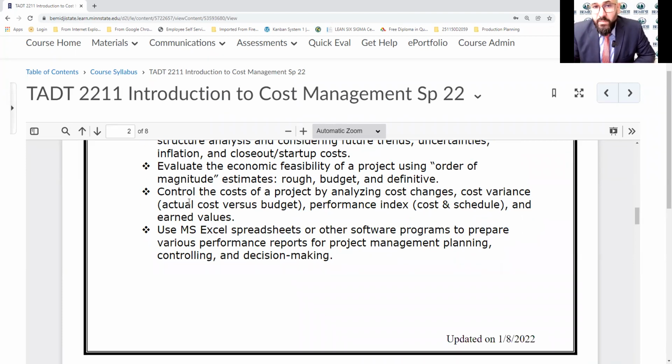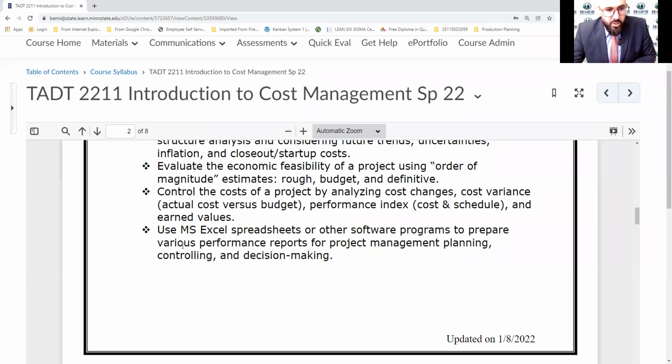Evaluate the economic feasibility for a project. We're going to use order of magnitude estimates: rough, budget, and definitive. And the difference between all of these is the accuracy. How accurate is it? The rough doesn't give you an accurate estimation. Budget gives you a higher estimate percentage. Definitive is more definitive, like 99% or closer to 100% accuracy.